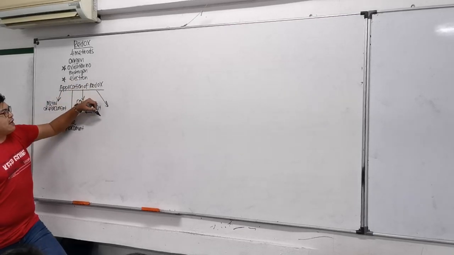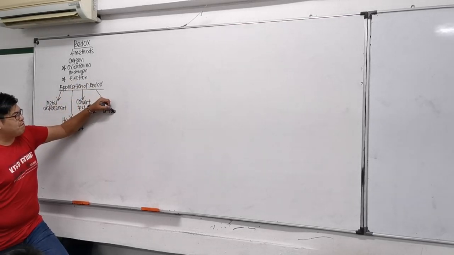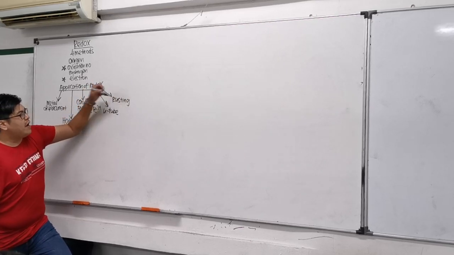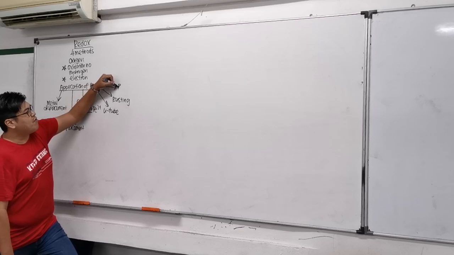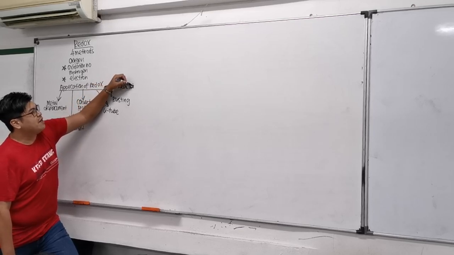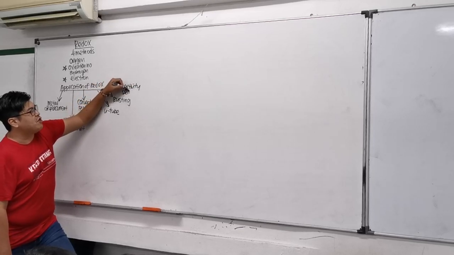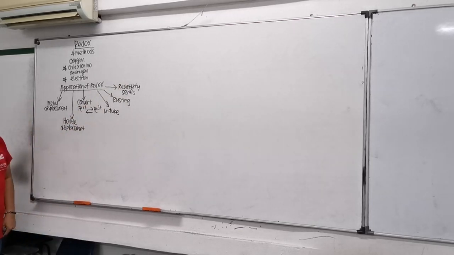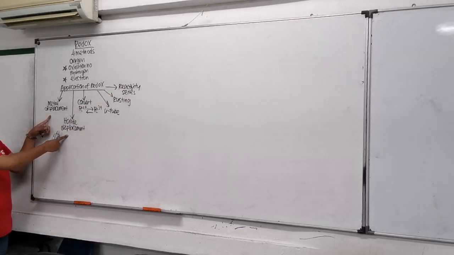After that, you will learn something called the U-tube. Then you go for something called rusting. At the end, you will go for the reactivity series. So these are all the applications we need to know. There are a total of 6 applications, and today we will cover 2.